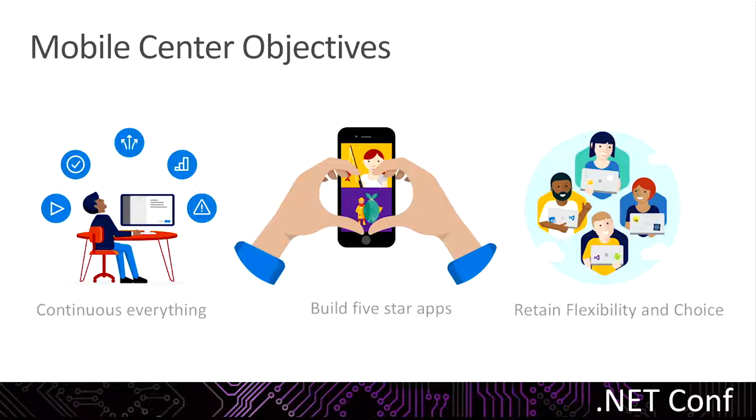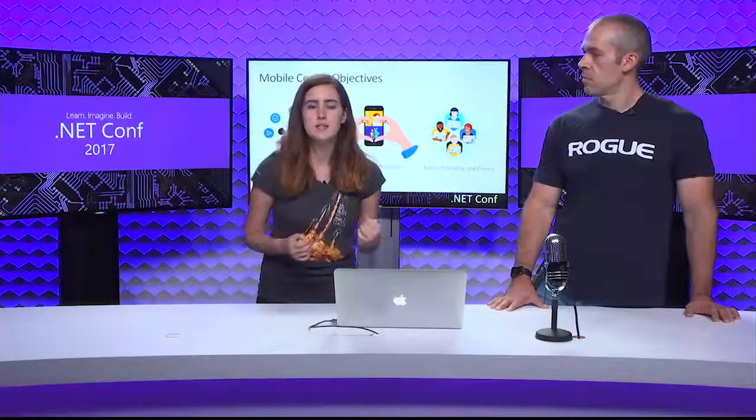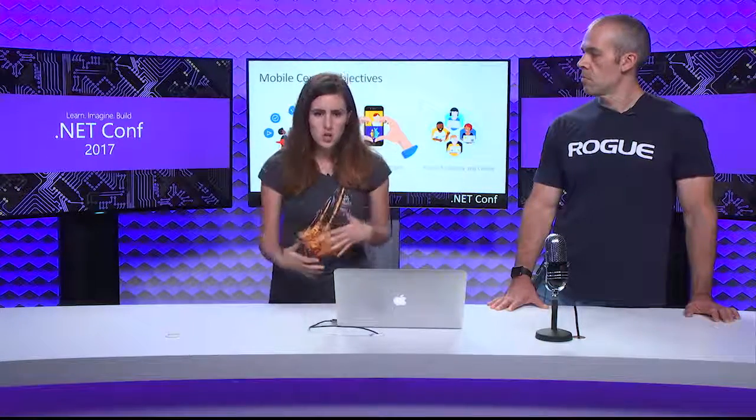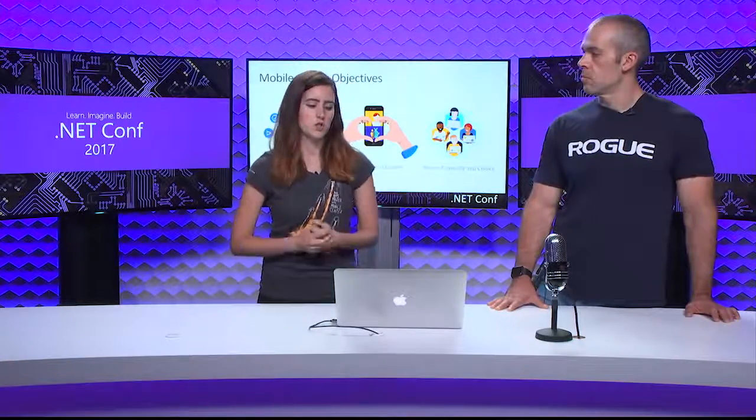And so Mobile Center has basically three main objectives. The first one would be continuous everything. And by that, we mean continuously building your app, continuously distributing your app to your testers, continuously testing your app in all of these devices. Also, continuously monitoring your apps. Understand your users continuously. Make sure there are no crashes going on, so continuously checking that. Continuously engaging with your users.